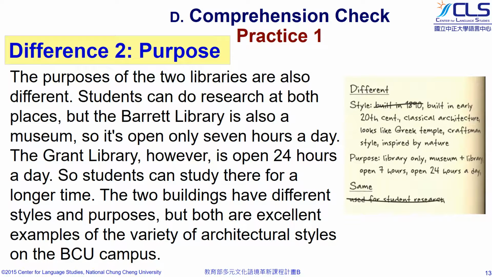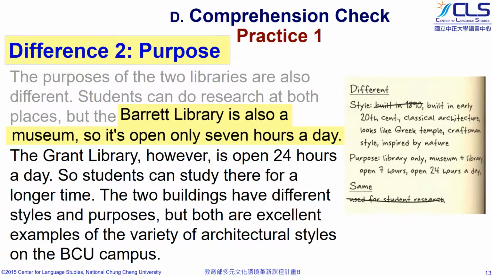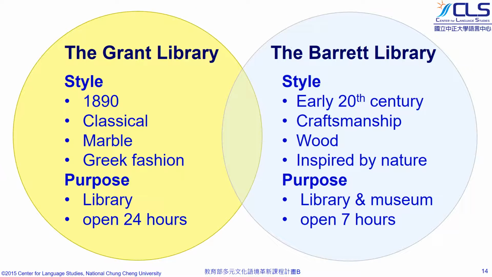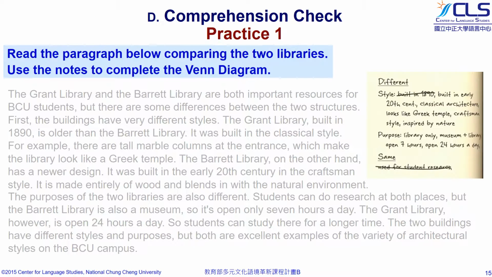Besides style, their purposes also differ. Barrett Library serves as a museum as well. That's why it opens only 7 hours a day. However, the Grant Library opens all day long. Now, we can put purpose as another difference in the Venn diagram.